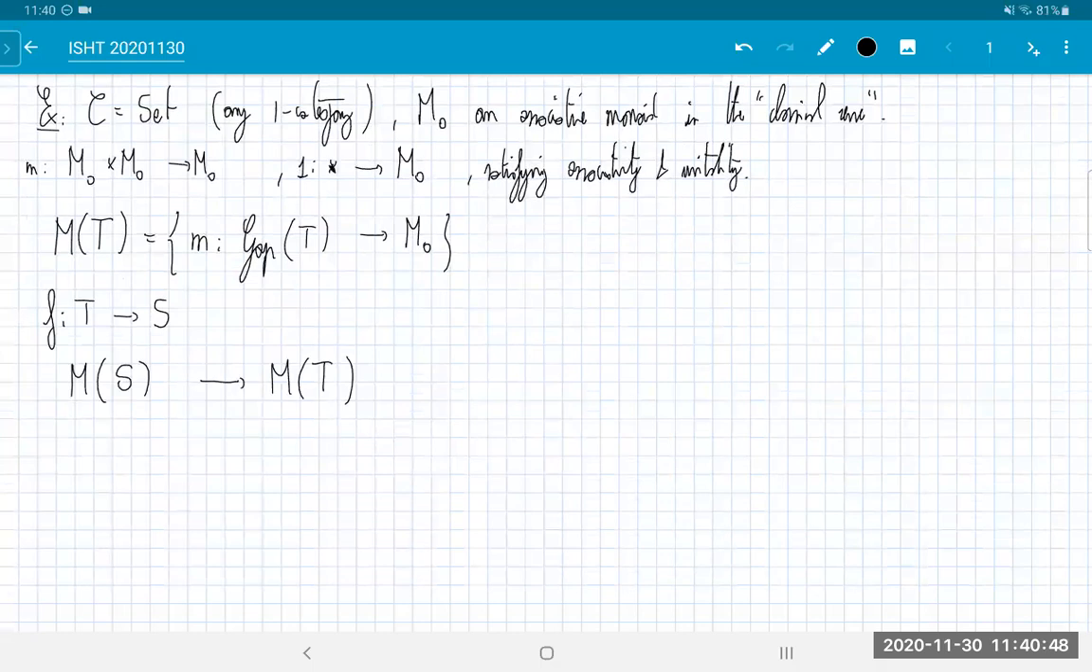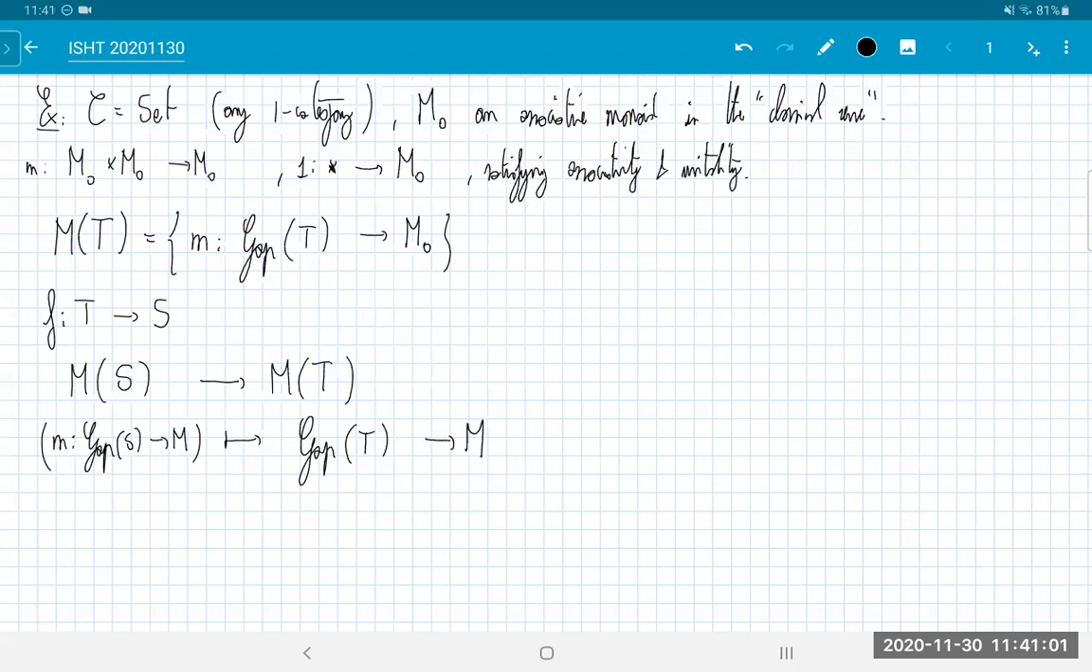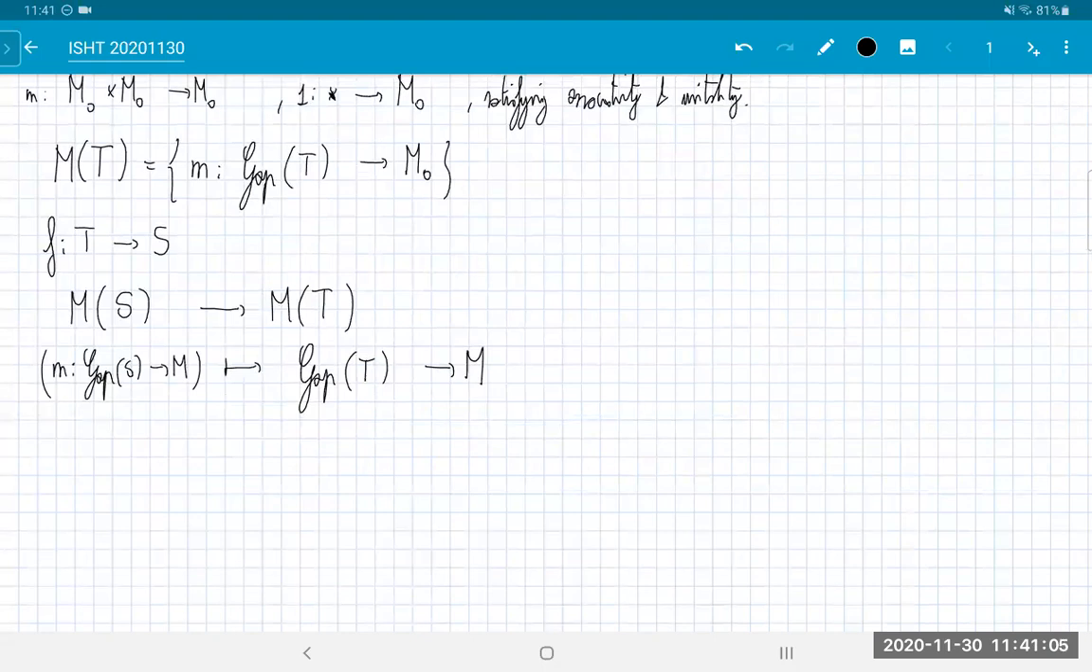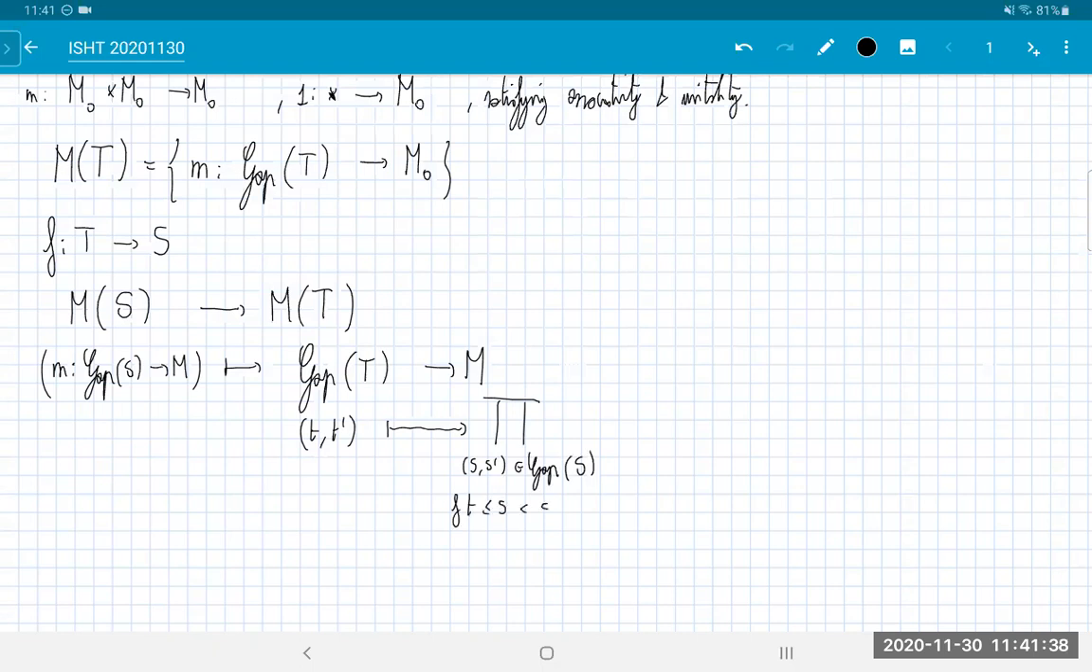And how does this work? Well, I have a function from gaps in S into M, and I have to get a function from gaps in T into M. So how do I define it? I'm going to have to use the product in the monoid, of course, because that's what this is encoding. And so suppose I take a gap t, t prime. I can look at its image, f of t, f of t prime. And this is not going to be a gap in general. There might be some elements in here. So I'm going to send it to the product of the gaps in between f of t and f of t prime. So I have s, s prime in gap S such that f of t is less or equal than s is less than s prime is less or equal than f of t prime, and take the product of the values on s, s prime.